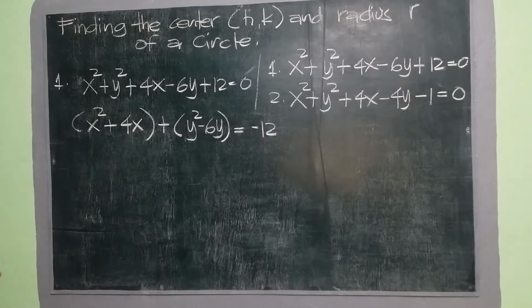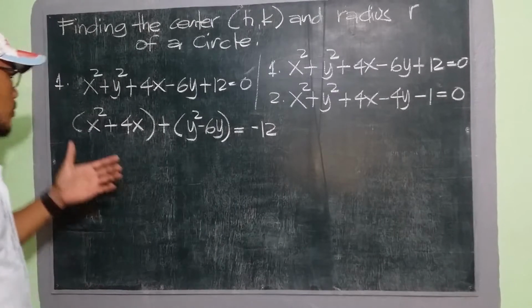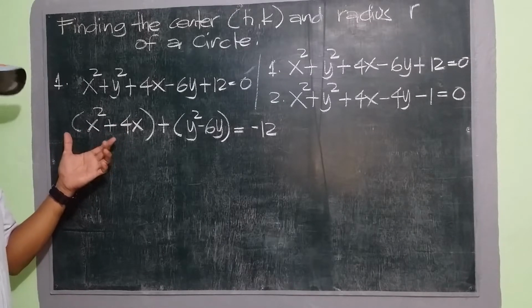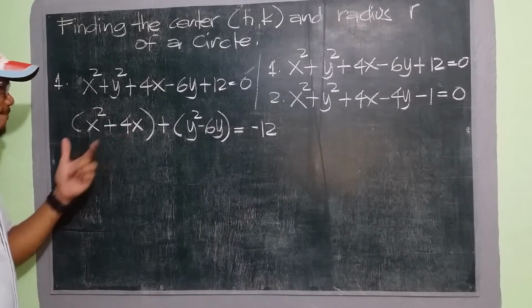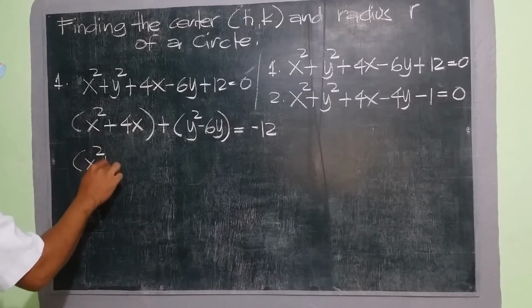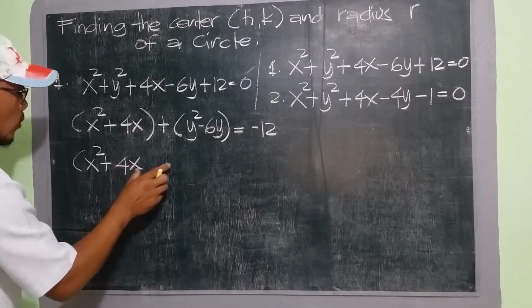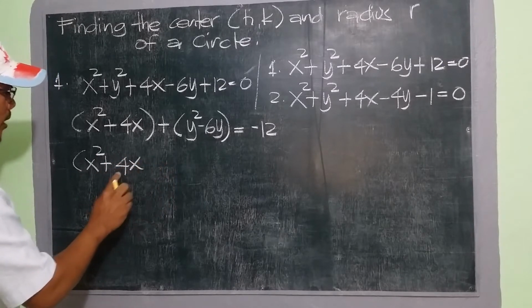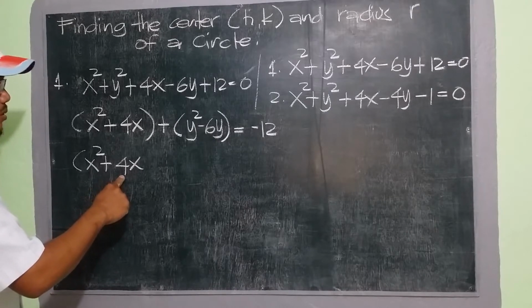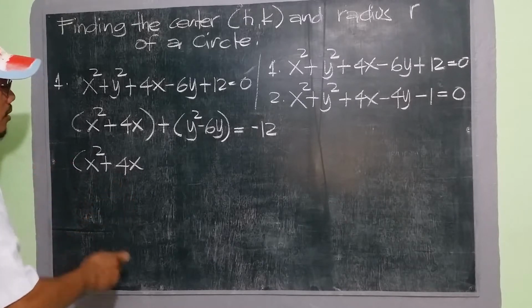Now, next step is we're going to complete the square. So we have x squared plus 4x. We're going to complete the square of this quadratic trinomial. Now this will become x squared plus 4x. To get our third term here, we need to divide 4 by 2. So 4 divided by 2 is 2. And then we square the quotient. So 2 times 2 is 4.